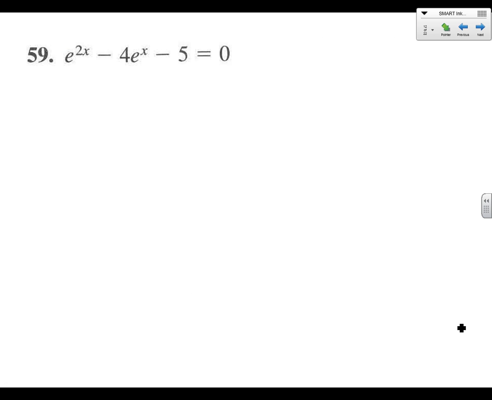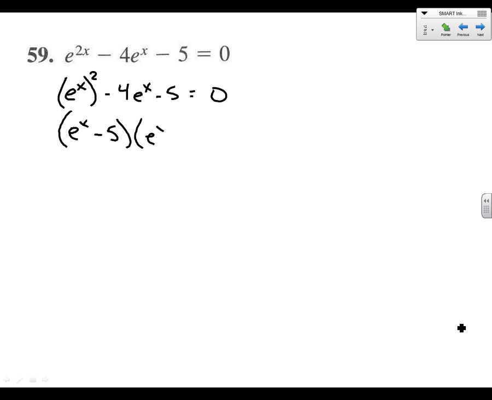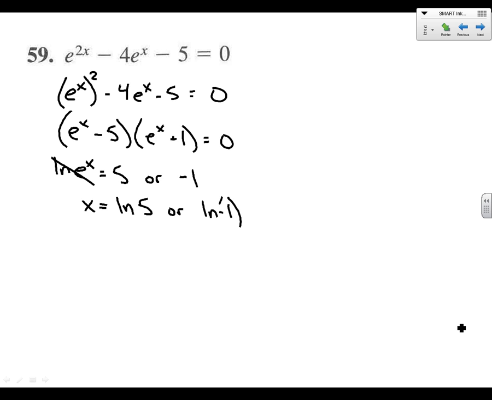All right, so let's try one on your own. e to the 2x minus 4 e to the x minus 5. Proper way to do this, e to the x squared minus 4 e to the x minus 5 equals 0. So we're going to have e to the x minus 5, e to the x plus 1. So e to the x equals 5 or negative 1. So x equals, we'll do the natural log of 5 or the natural log of negative 1.